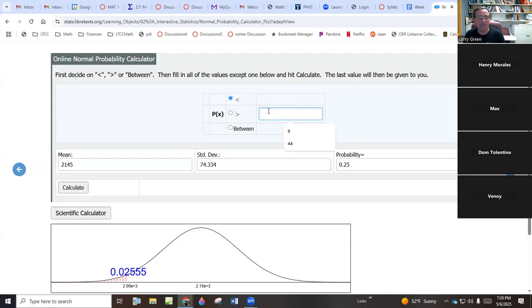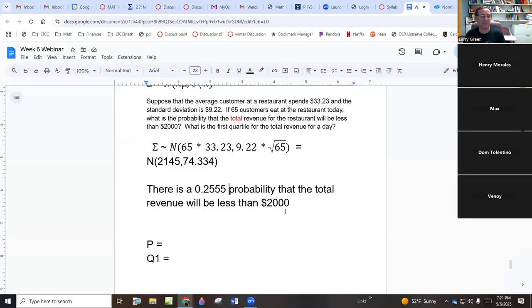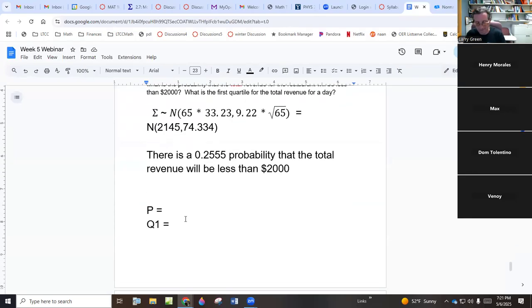Okay, so we want less than, and we find out it's 2,094 and might as well go pennies, 86 cents. 2094.86. And by the way, the probability was 0.2555. Any questions on those questions?